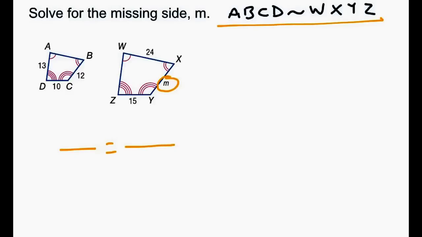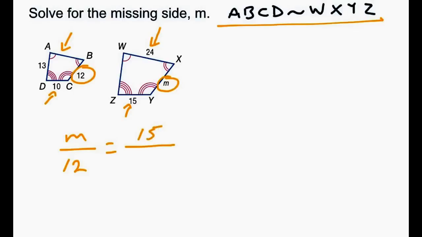So I know that M on this bigger quadrilateral corresponds with 12 on the little one. So I'm going to do M over 12. Now I have to find a number on the big quadrilateral and then a corresponding number on the little one. If I try 24, I look over here, that corresponding side doesn't have a number there, so that's not going to work. So now I'm going to try 15. Oh, and yep, there's a 10 right there.